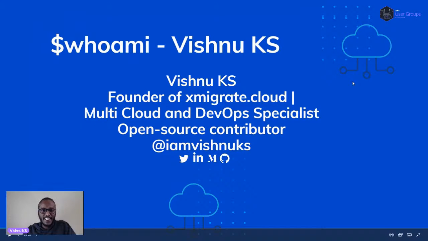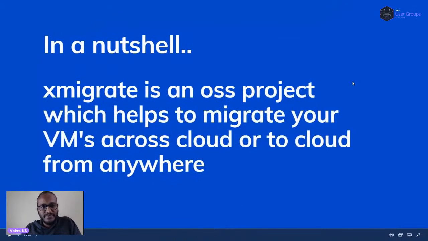So I think we can proceed with today's session, migrating workloads to AWS using Cross Migrate. So in a nutshell, what is Cross Migrate? Cross Migrate is an open source project. In fact, the only open source project for migrating your workloads from anywhere to clouds like AWS, Azure, or GCP. It is written as Xmigrate, but we don't generally pronounce it as Xmigrate. We pronounce it as Cross Migrate because we can migrate any workloads from anywhere to these three clouds.